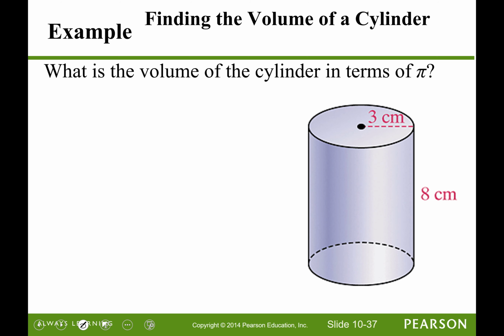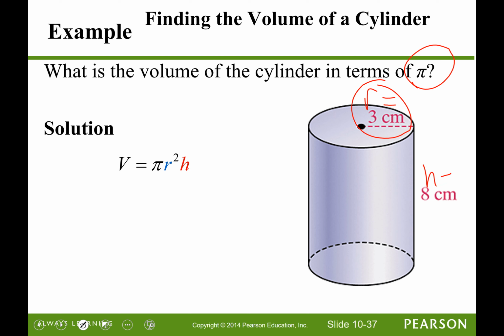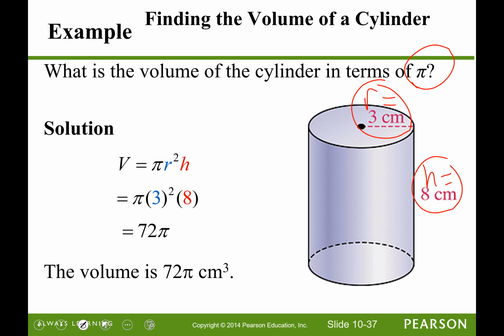Let's try this example. What is the volume of the cylinder? And they want us to leave the answer in terms of pi. General form, volume equals pi r squared h. We need to plug in the radius, which is 3 centimeters, and the height, which is 8 centimeters. Looks like that. And leave it in terms of pi, okay? So it's 72 pi, and that would be cubic centimeters.